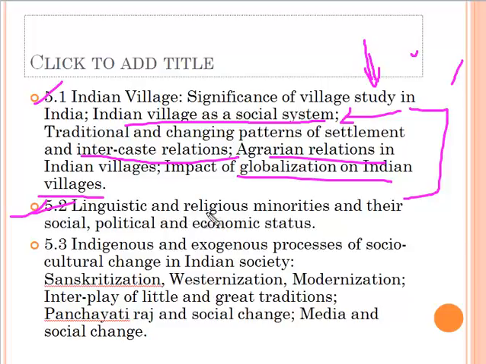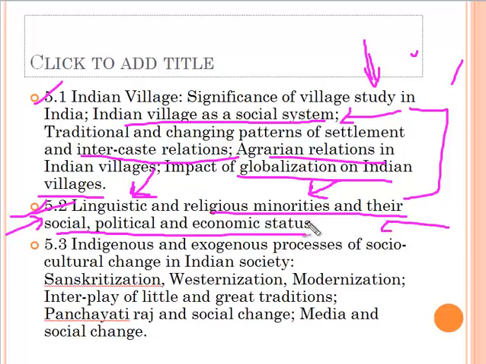Then 5.2, linguistic and religious minorities and their social, political and economic status. So religious minorities, if you see, are all other religions except Hinduism, and linguistic minorities are the different people living in different parts of our country which have their own script and language, and that is in minority with respect to the larger population. So what is their social, political and economic status? Generally their social, political and economic status is lower and they don't have that many opportunities as well as power. So what are the different examples that you can give here that you'll study in this particular topic?